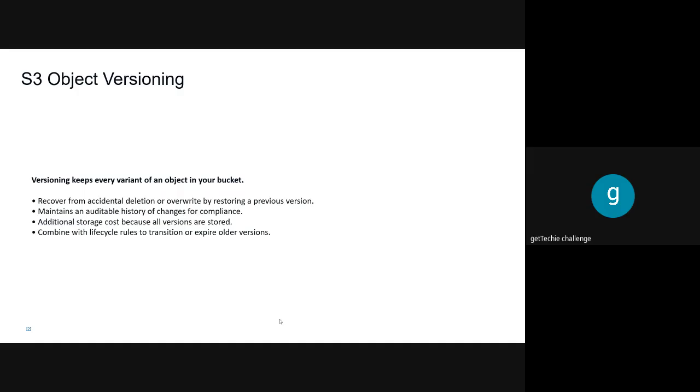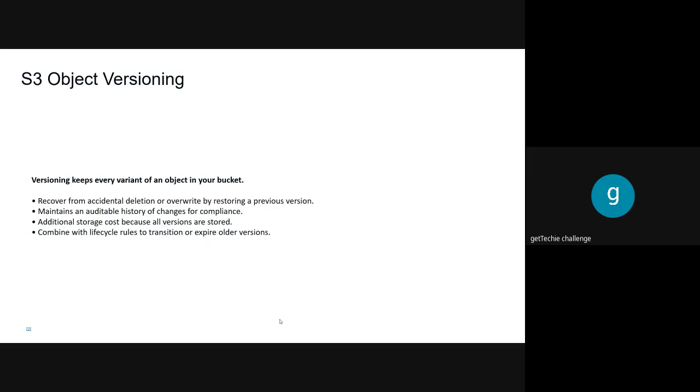Then, why do we need versioning? It keeps every variant of an object in your bucket. Then you can recover from accidental deletion. Remember when Desmond goes and deletes the bucket that contains sensitive data? If you enable versioning on that bucket, you can recover those data. If you don't enable versioning on that bucket, you cannot recover the data. So you can recover from accidental deletion or overwrite by restoring a previous version, right?